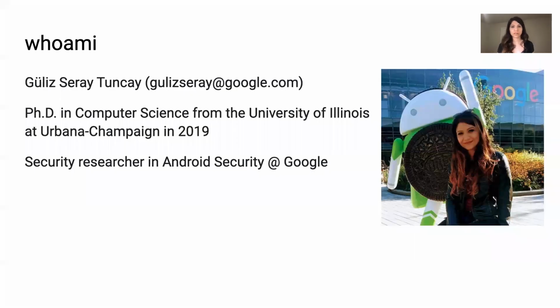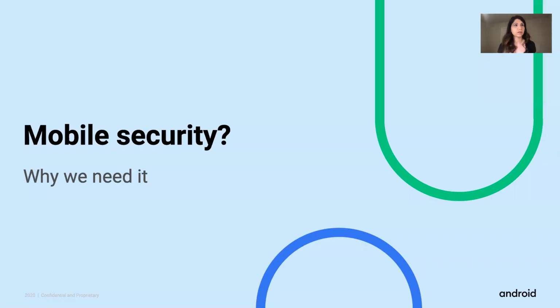A brief introduction about myself. I got my PhD in computer science from the University of Illinois at Urbana-Champaign, where I worked on mobile security for my PhD thesis. And since then, I've been working as a security researcher in Android security at Google.